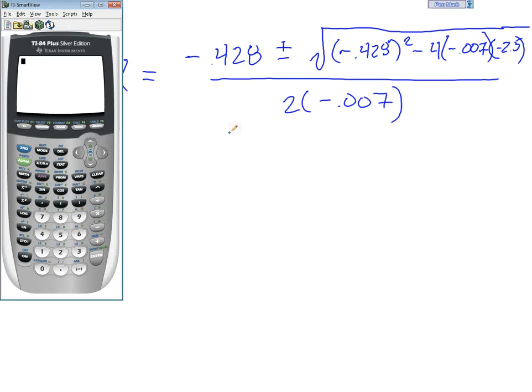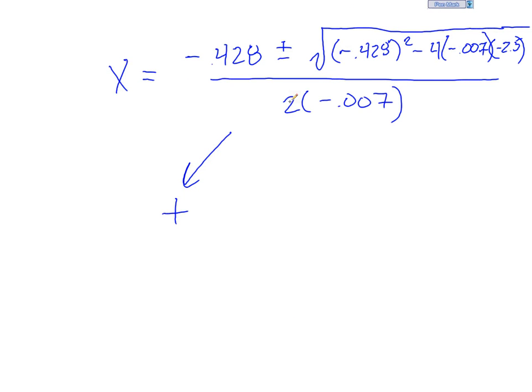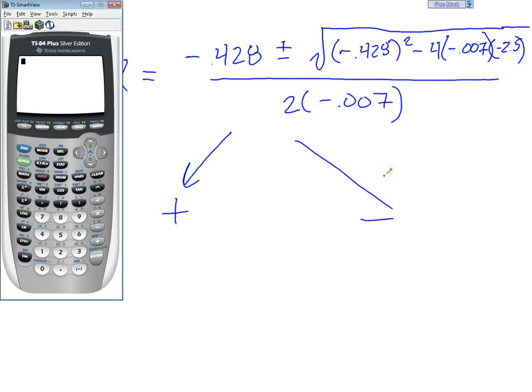So in my calculator now, I'm going to do the plus part, and I'm going to do the minus part. I'm going to do them separately. So in parentheses on top, I'll have negative 0.428, and I'll do the plus one first. The square root, and remember that opens a parenthesis, so we're going to need to close it, but I'm going to enter my negative 0.428 squared.